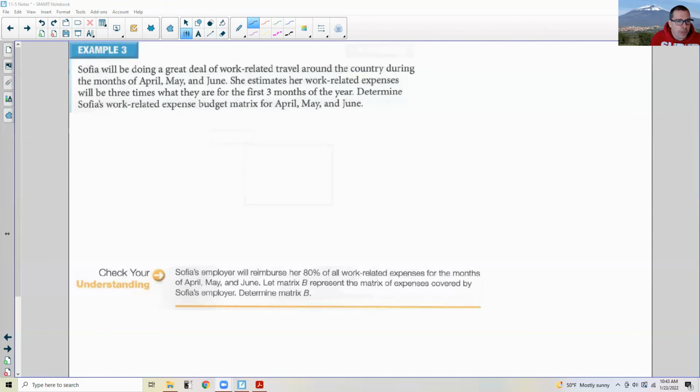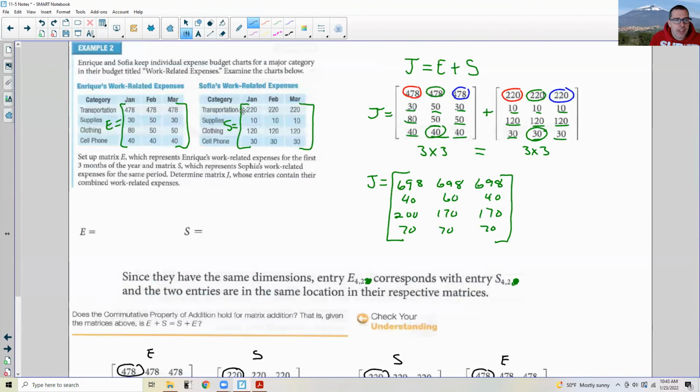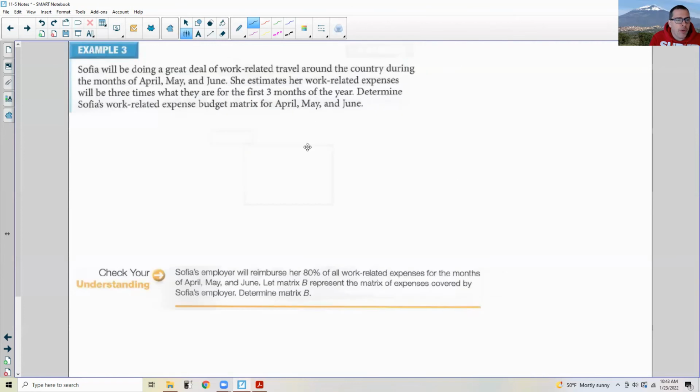But now we're going to do multiplication. And it says, Sophia will be doing a great deal of work related travel around the country during the months of April, May, and June. She estimates her work-related expenses will be 3 times what they are for the first 3 months of the year. So we're taking the first 3 months of the year from this list right here. Those are her first 3 months. So that's basically our matrix S. And she thinks it's going to be 3 times that for the next 3 months. So it says to determine Sophia's work-related expense budget matrix for April, May, and June.